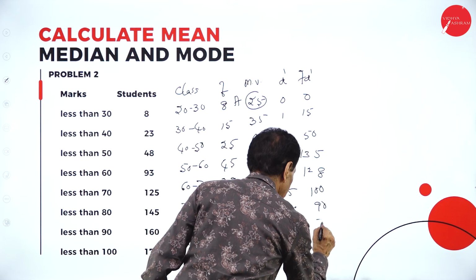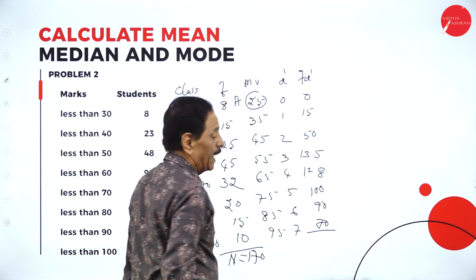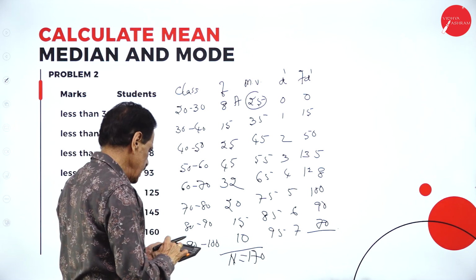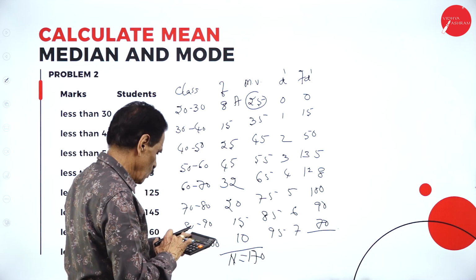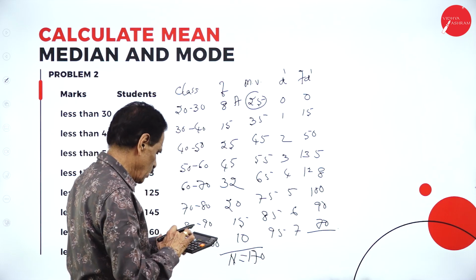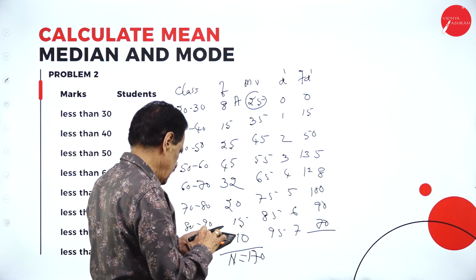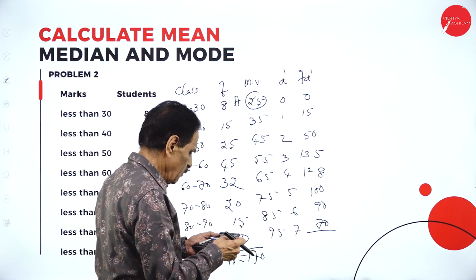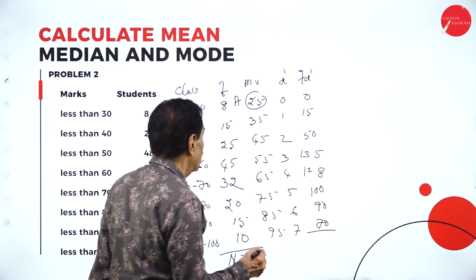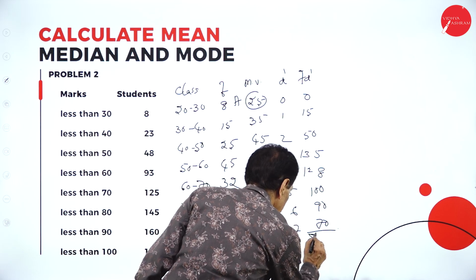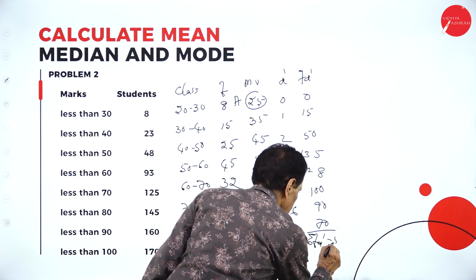10 sevens are 70. Add the figure. It is 15 plus 50 plus 135 plus 128 plus 100 plus 90 plus 70 is equal to 588. Sigma FT dash is 588.